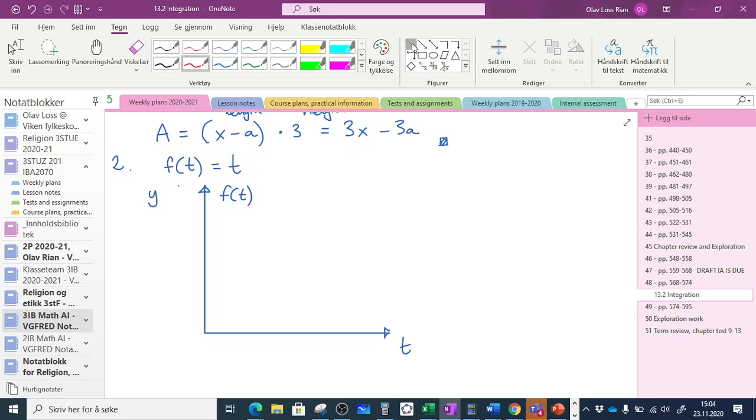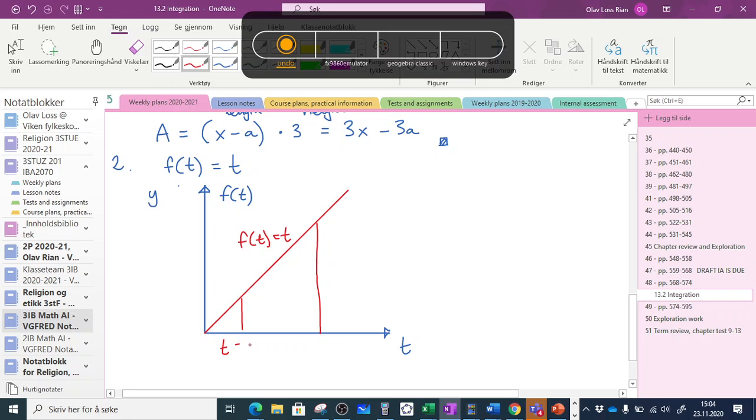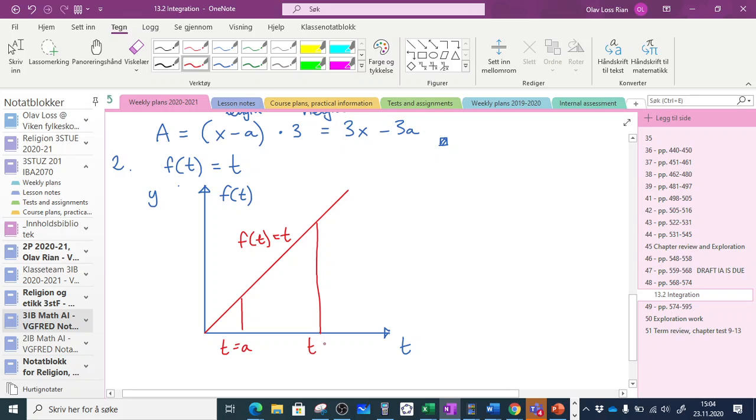And the graph of this function means that for any value of t, the function value is going to be the same value. So if t is 3, then the function value is 3. If t is x, then the function value is x. And again, we're asked to find the area enclosed by the function, which is f of t equals t, and this line t equal to a, and this line t equal to x, and the first axis.